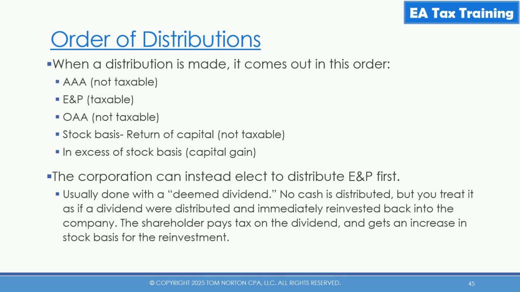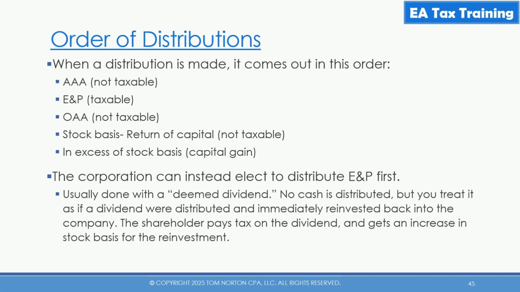If the corporation then keeps making more distributions, so they distributed out all of the taxable S corp earnings, and they're still making more distributions, the next distributions will be assumed to come from C corporation earnings and profits, and those are taxable. Then, if they're still making more distributions, so they've distributed out all of the S corp earnings from AAA, they've distributed out all of the accumulated C corp earnings from E&P, now those distributions will be assumed to come from the non-taxable income of the S corporation, which is the OAA account, and those distributions are not taxable.